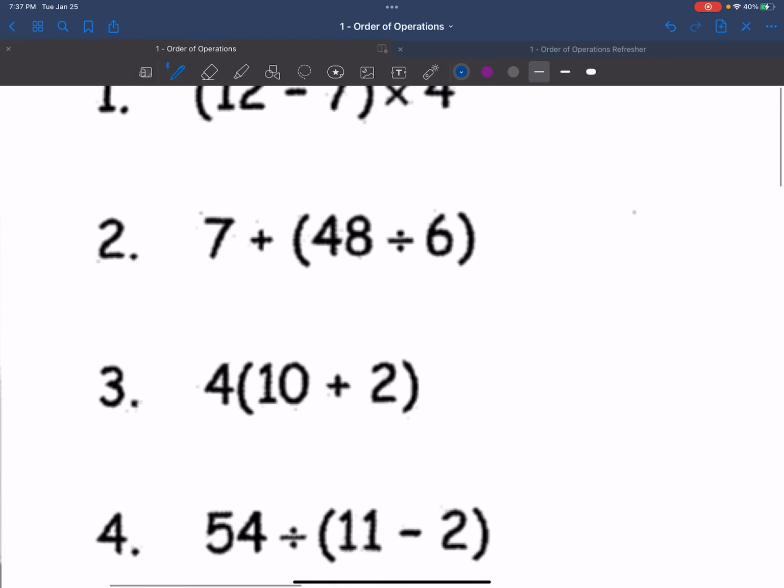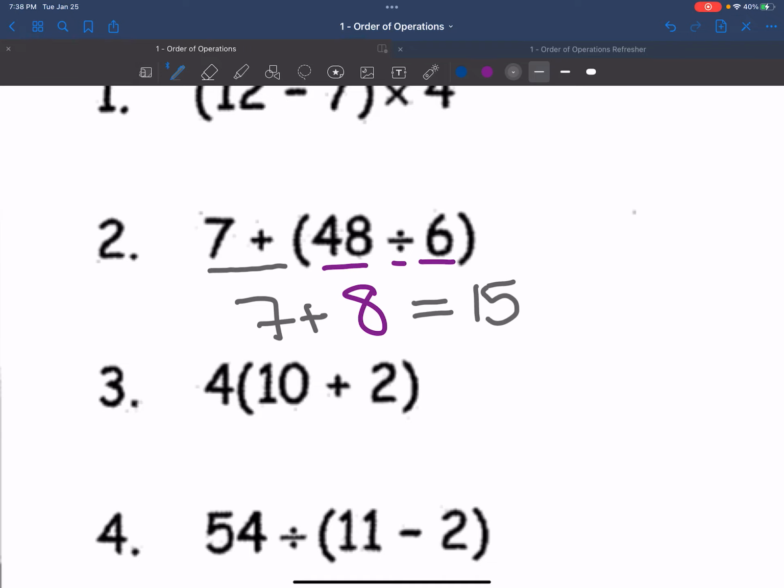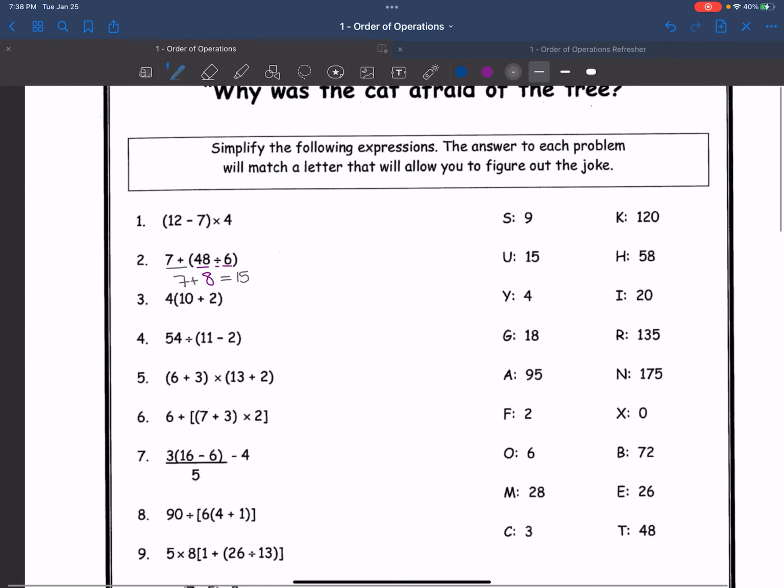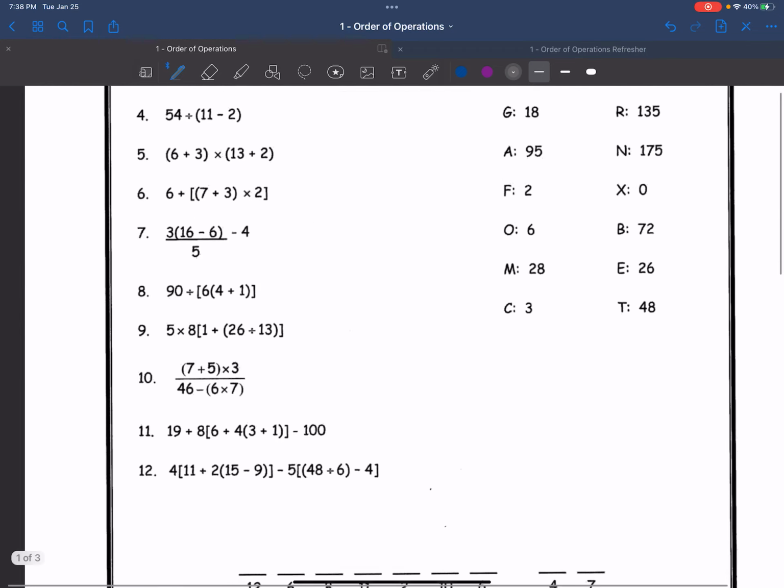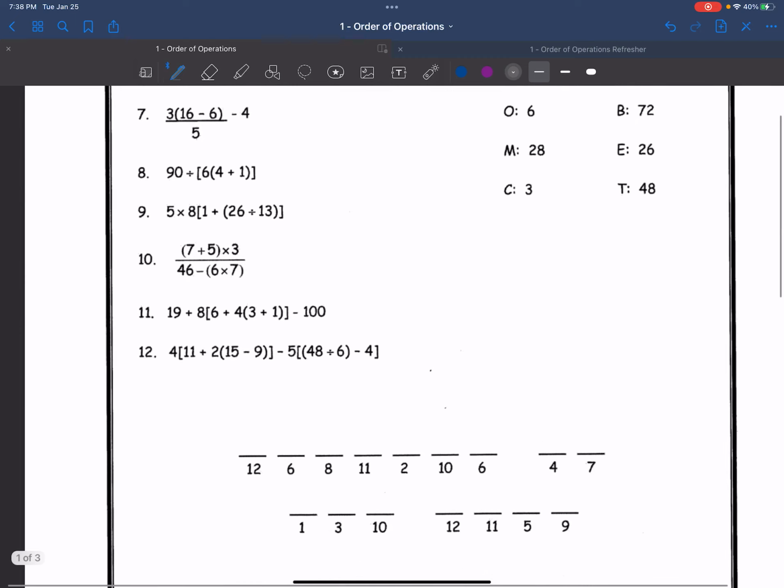So number 2, when I look at this, I see I have a parenthesis, so I want to do that work first. And this says 48 divided by 6. Well, 48 divided by 6 is 8. And since I did the parentheses work, I didn't mess with anything else. So everything I didn't mess with comes down. And then I have 7 plus 8. Well, 7 plus 8 gives me 15. So 15 is my final answer. And 15's letter is U. So for number 2, I'm going to put a U.